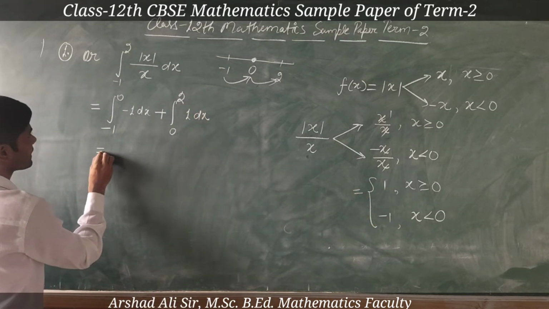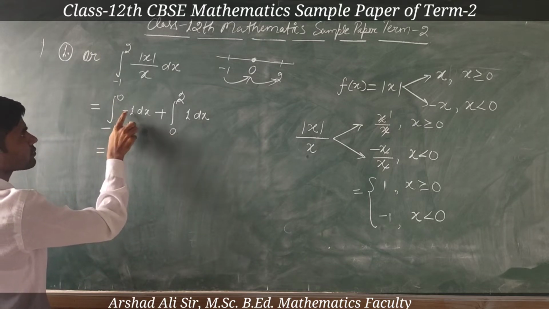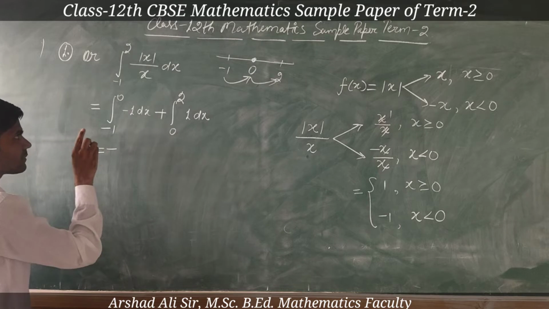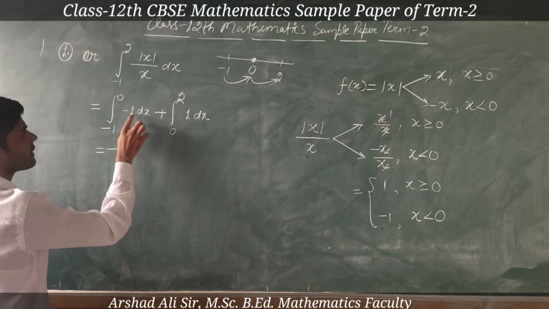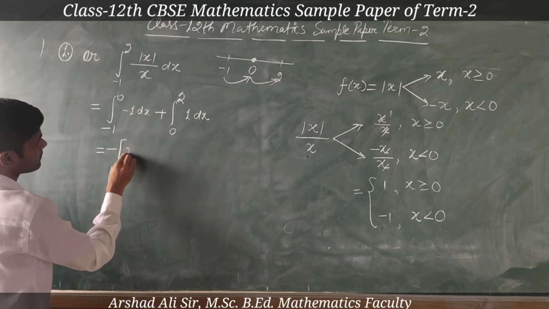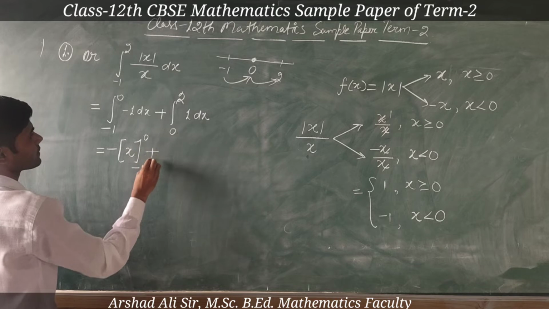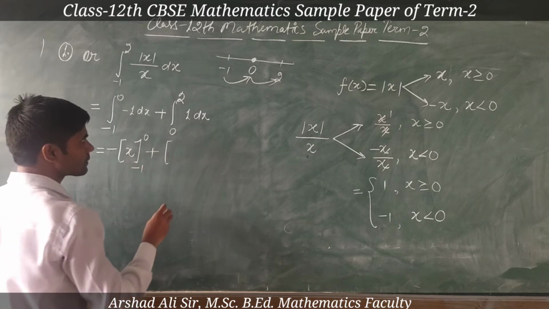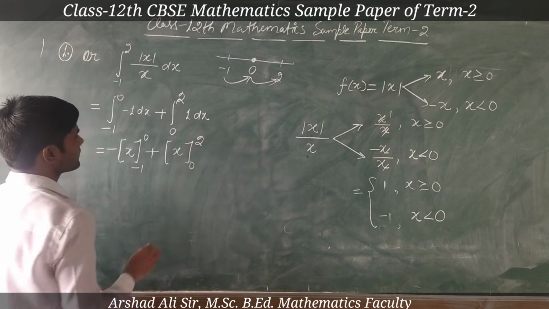So here we have the integral from limit -1 to 0 of -1 dx. We can take this minus sign out of the integration. So here we have 1 dx. Integration of 1 is x, so we can write lower limit, upper limit, plus. Same thing we will do here: integration of 1 is x, lower limit 0, upper limit 2.